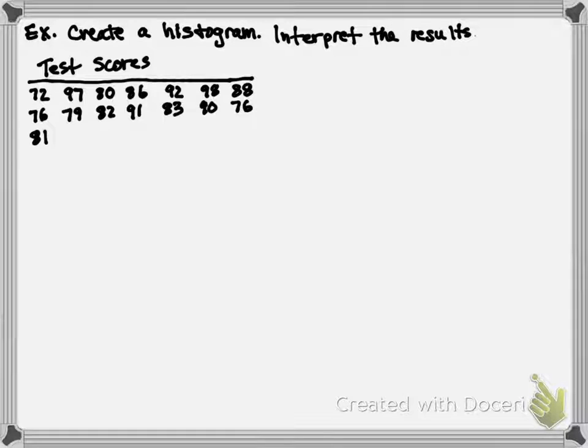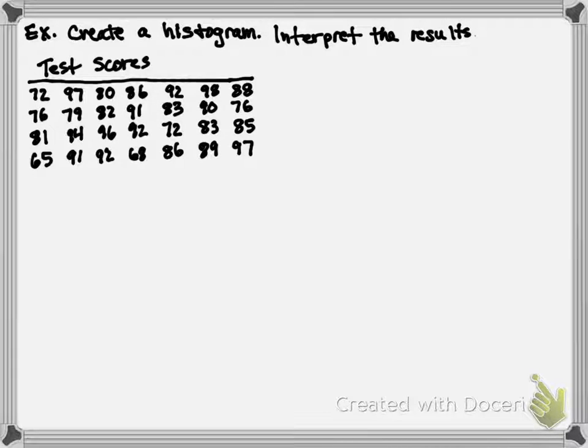Another row, 81, 94, 96, 92, 72, 83, 85. We got one more, and then we'll be done. We have 65, 91, 92, 68, 86, 89, and 97. So now I'm going to close this all off as a box.